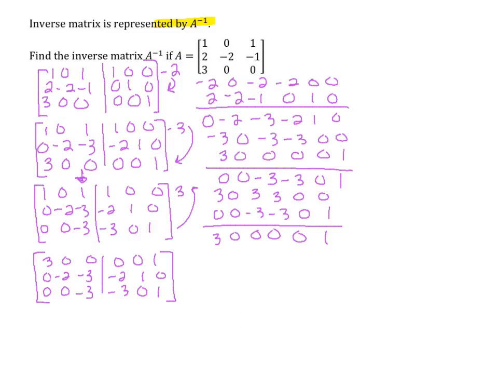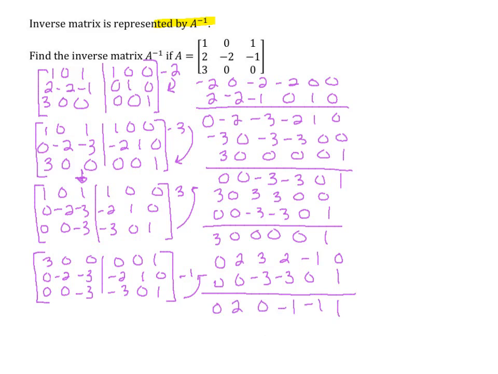Alright, so now it looks like I need to multiply my middle row by -1 and add my bottom row to my middle row to replace it. So 0, 2, 3, 2, -1, 0. Adding my bottom row, 0, 2, 0, -1, -1, 1. So I'm going to replace my middle row now with this. I'm going to stop and erase at this point so we can continue on.